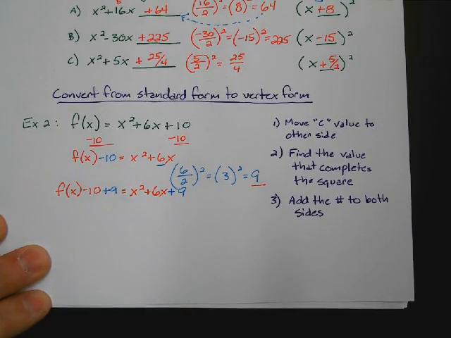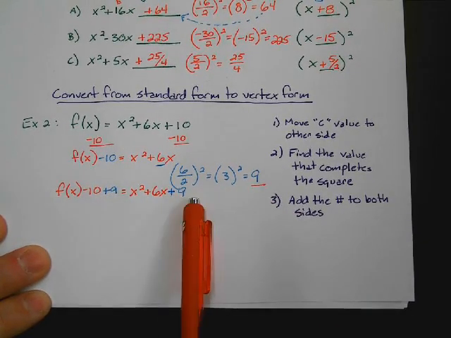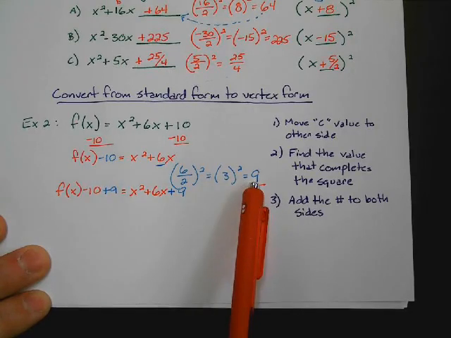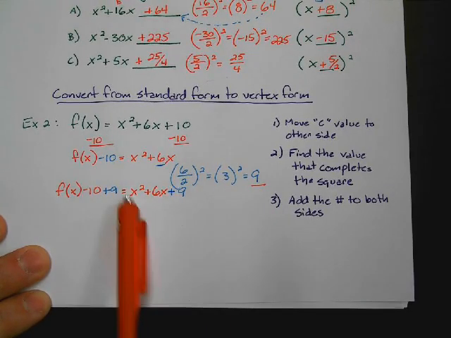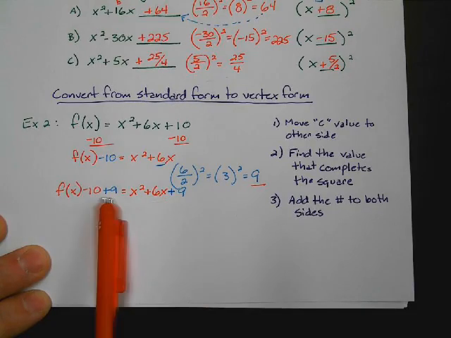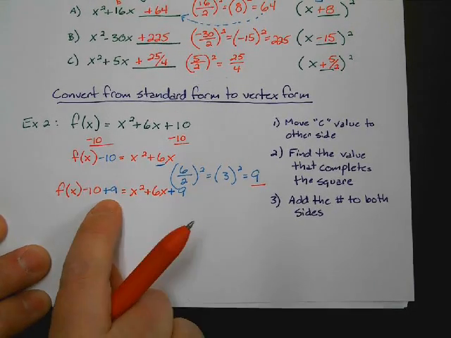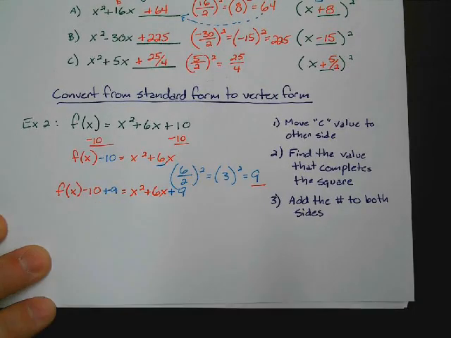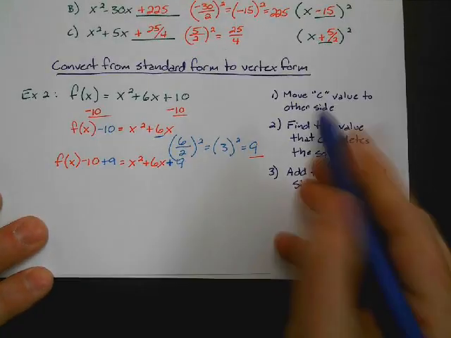All right, so I added 9 to both sides of the equation. That was step 3. I found out the number that completes the square. It's 9. Now this side's a perfect square. And since I added it to one side, the addition property of equality tells us we have to add to the other side as well. All right, step 4. We're almost there.